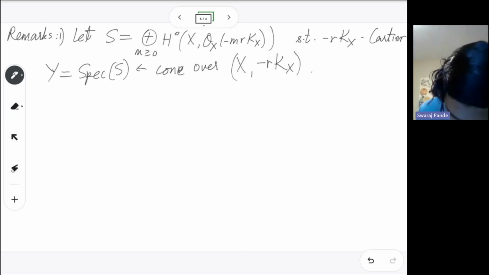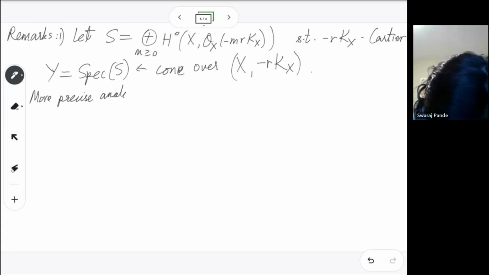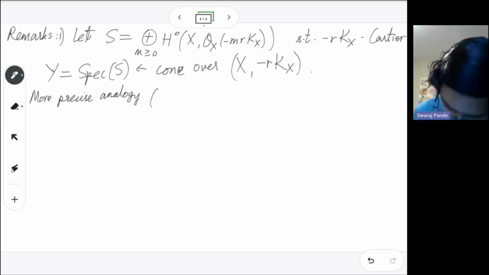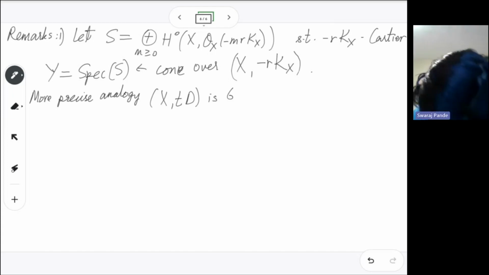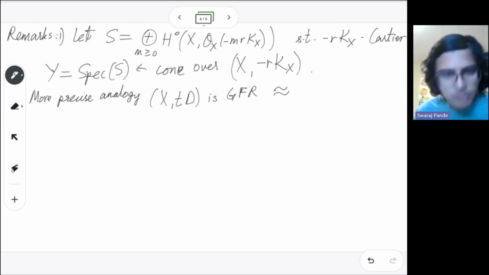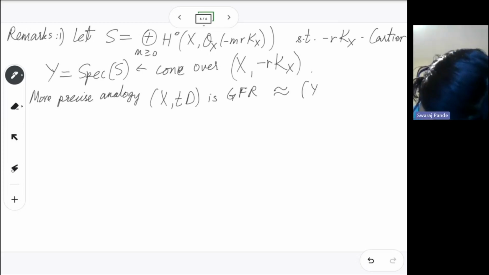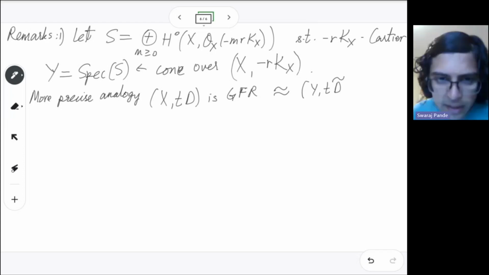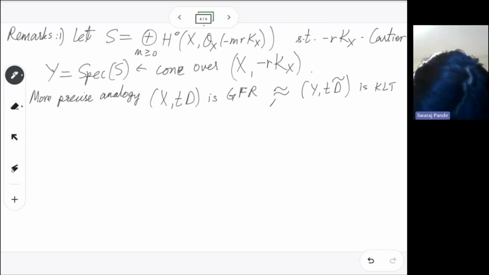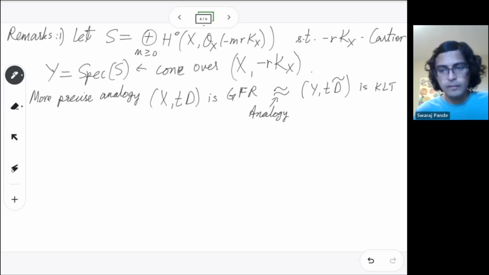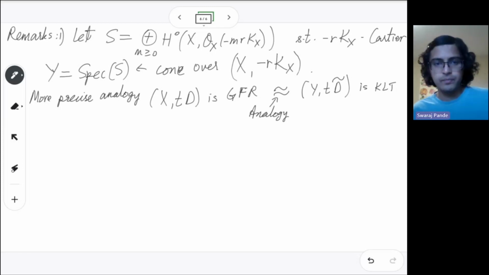So Y is an affine variety. So a more precise analogy is that (X, tD) is globally F regular should be thought of as the condition that on the cone (Y, tD tilde), where D tilde is the cone over D, is KLT. That's approximate, I just mean analogy. So a more proper way of thinking about global F regularity is that the cone over the pair is KLT.